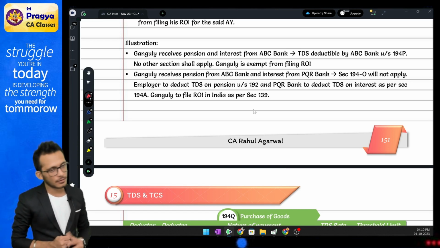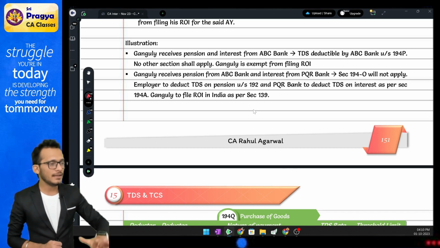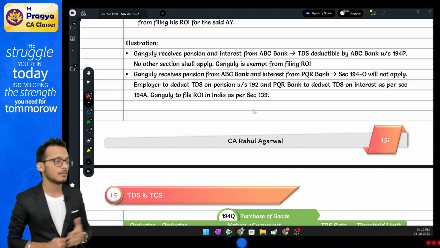Yes or no? In this section, they also clarify that, boss, in case the other person does not have a PAN number.